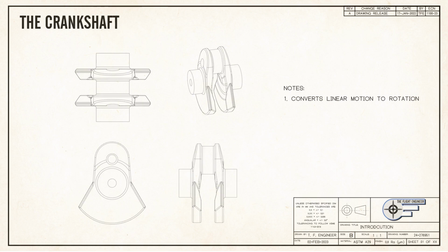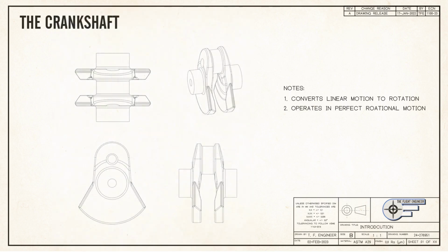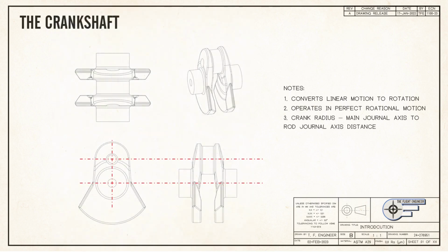The crank converts linear motion from the piston into more useful rotational motion for driving vehicles and equipment. It operates in perfect rotational motion. There are two critical dimensions of the crank. The first is crank radius, which is the center-to-center distance from the main journal, the bearing surface at the center of rotation, to the rod journal, the bearing surface at the end of the crank throw.